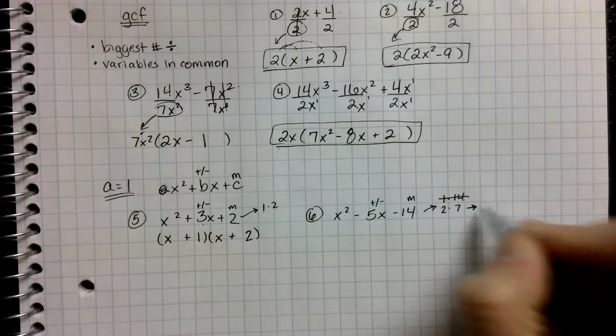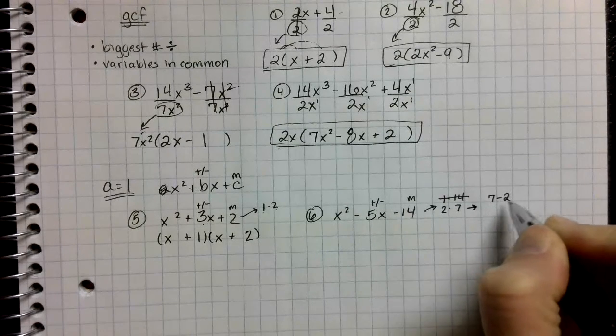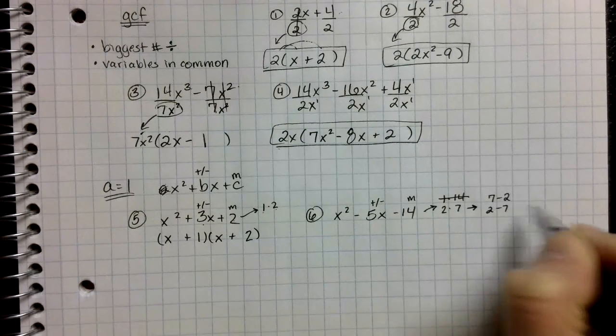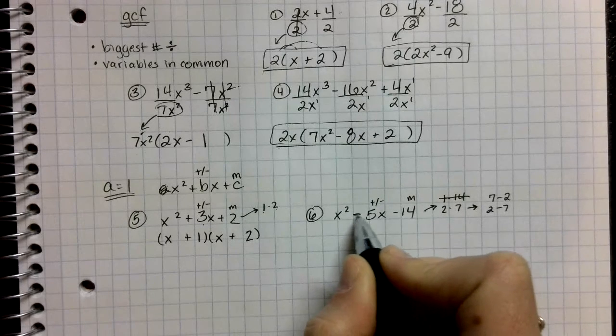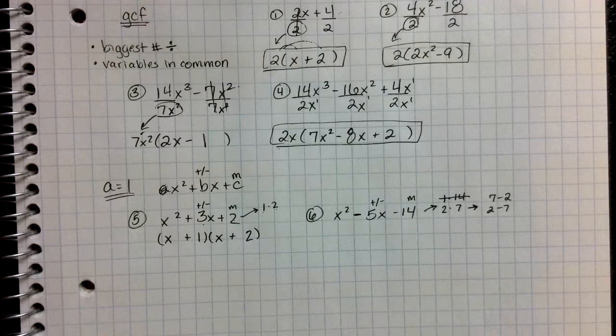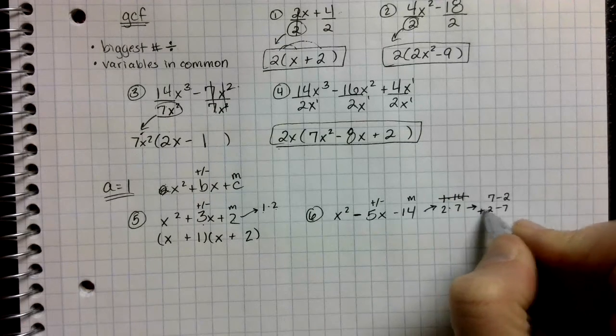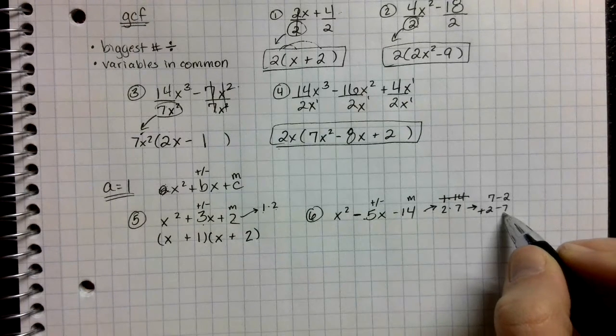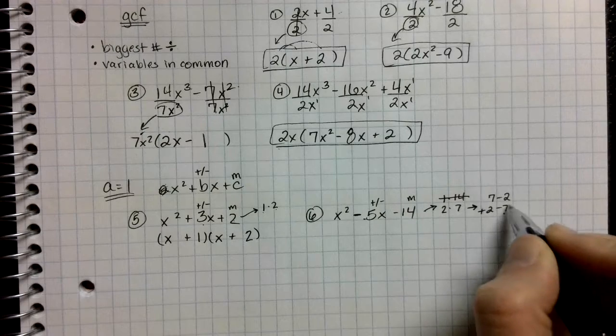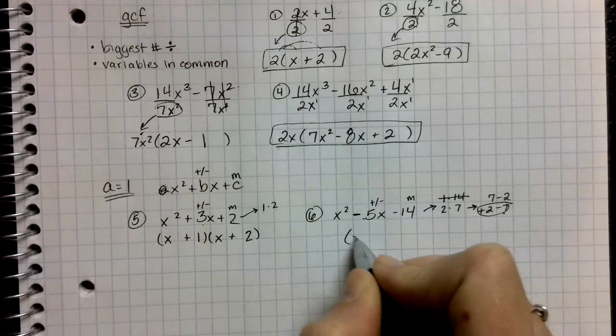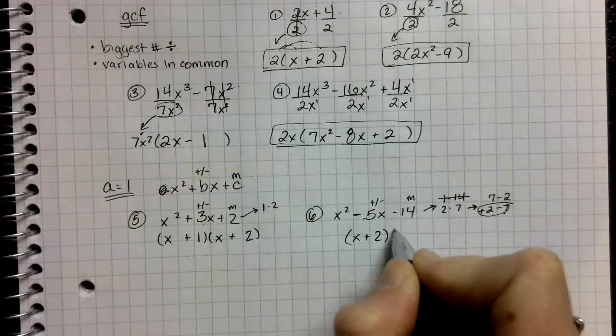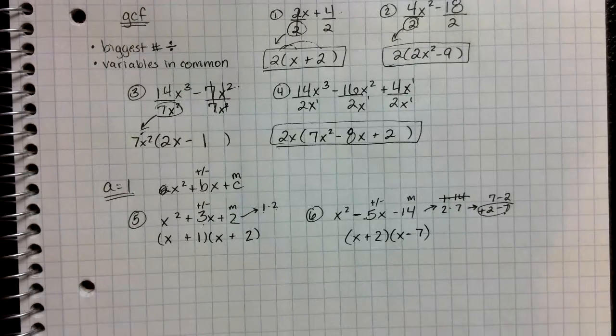So from here, we have to decide, are we going to do 7 minus 2 or 2 minus 7? And we want to end up with negative 5. My rule of thumb is always that the bigger number keeps the sign. So if I want it to be a negative 5, I need it to be a negative 7. So when I fill in my binomial, I'm going to have x plus 2 and x minus 7.